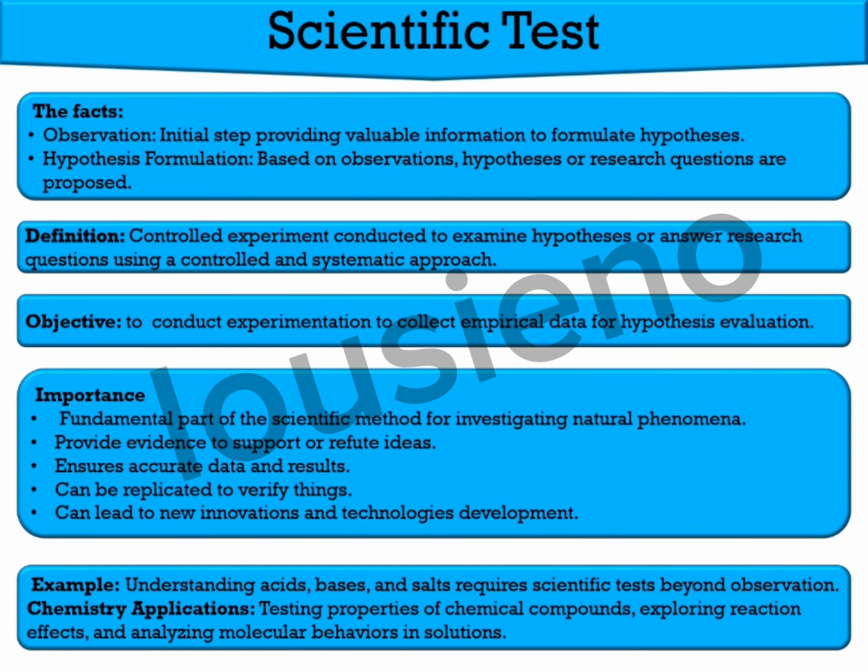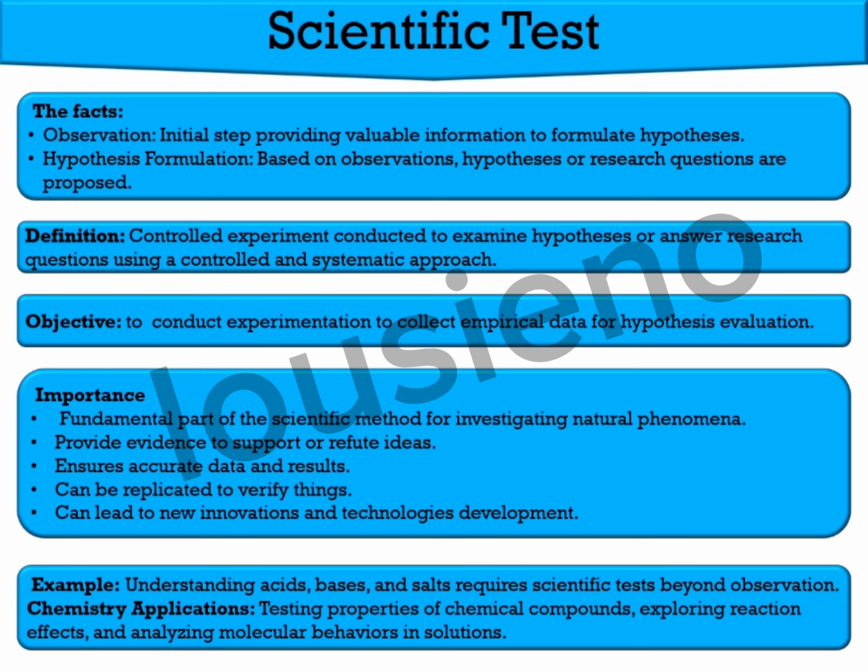Slide 10. Scientific test. The facts that one should know about scientific test is observation. It is the initial step, providing valuable information to formulate a hypothesis. Hypothesis formulation. Based on observation, hypothesis or research question are proposed. Now, talking about the definition of scientific test. Scientific test is a controlled experiment conducted to examine a hypothesis or answer a research question using a controlled and systematic approach.